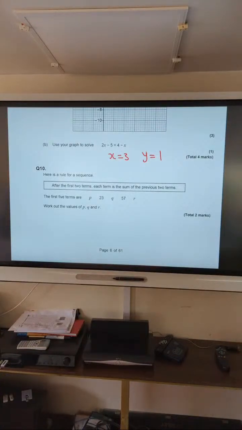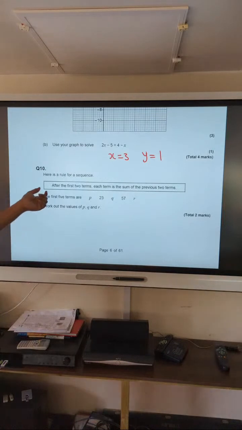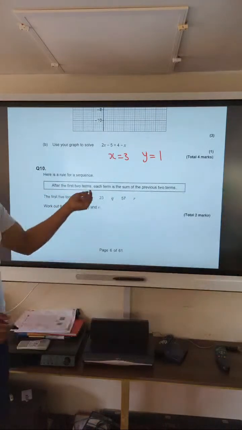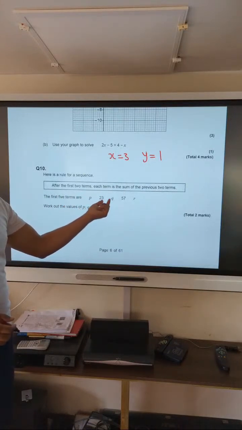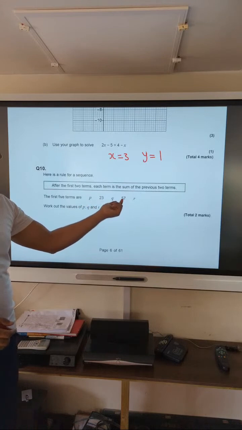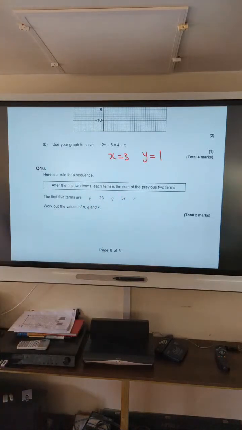This is an interesting question here. It's a sequence. It's saying a Fibonacci type sequence. After the first two terms, each term is the sum of the two previous terms. So P add 23 gives you Q. 23 add Q will give you 57. Q add 57 will give you R. So work out the value of each individual letter. So we're going to have to work through simultaneous equations.